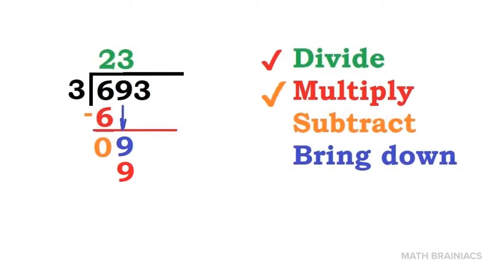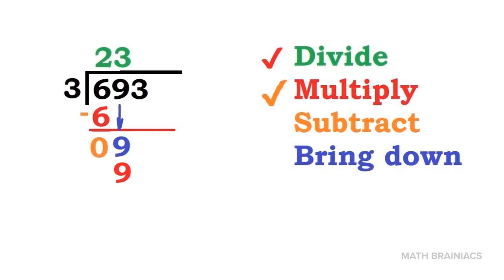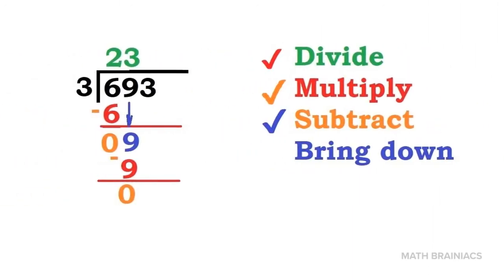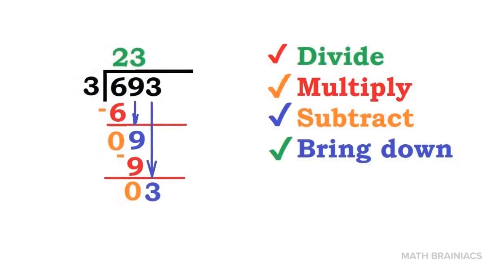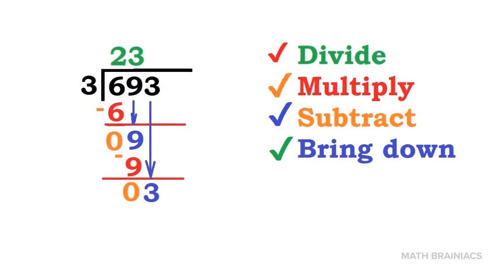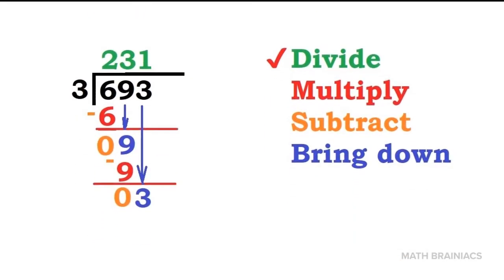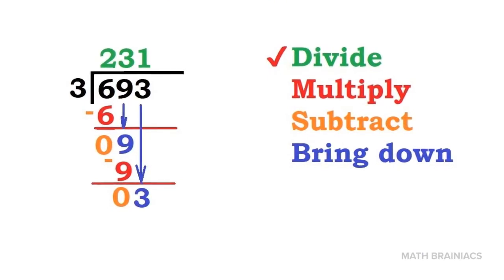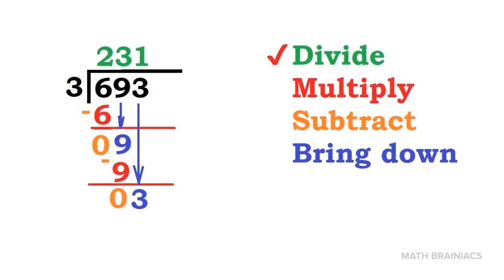Then, we are going to multiply the quotient with the divisor. 3 times 3 will give us 9. Afterwards, we're going to subtract 9 from 9, which will give us 0. Thereupon, we are going to bring down the 3, which is the last number in the dividend. Then, we are going to divide again. How many 3 are there in 3? We have 1 3 in 3.